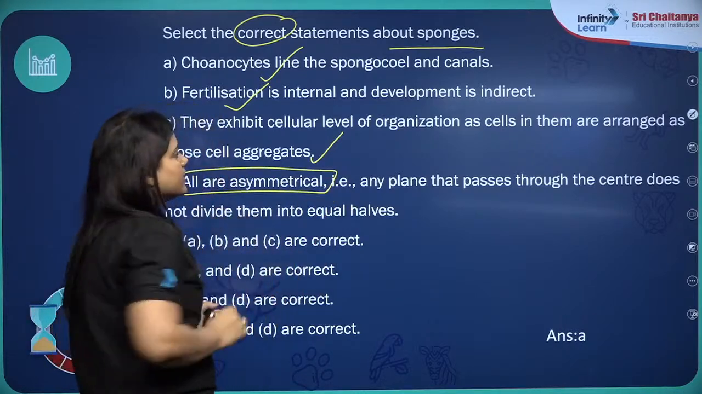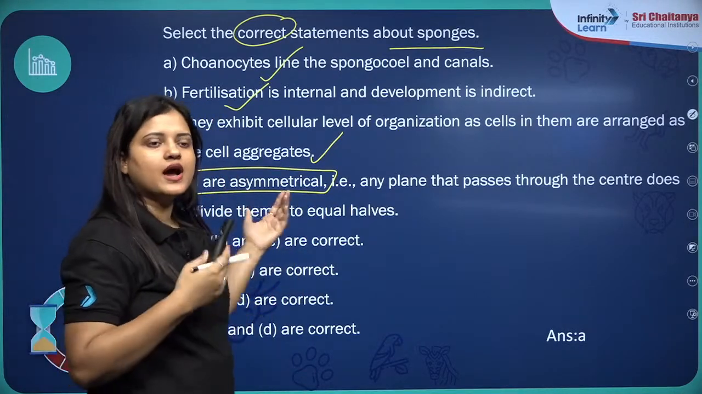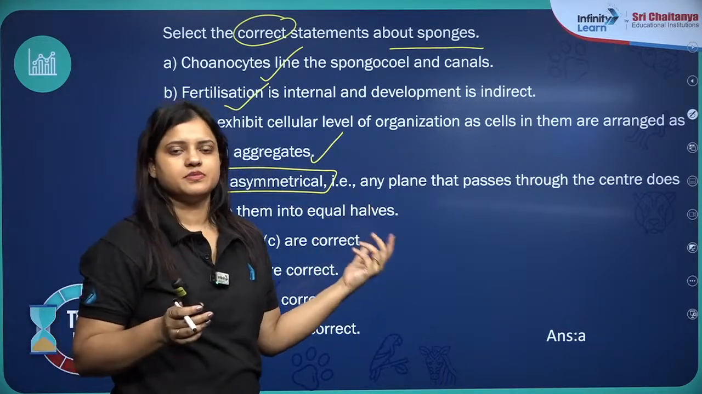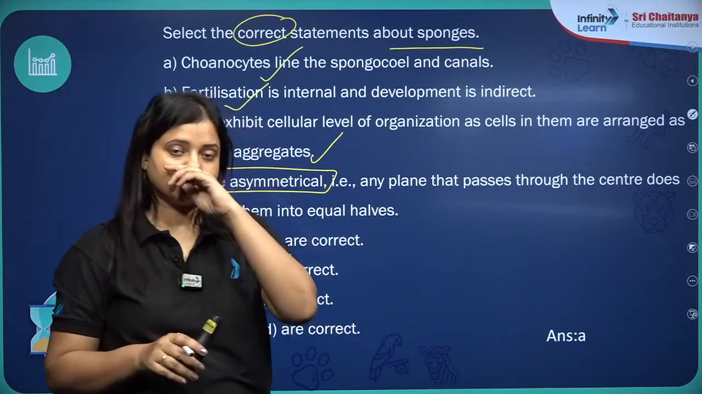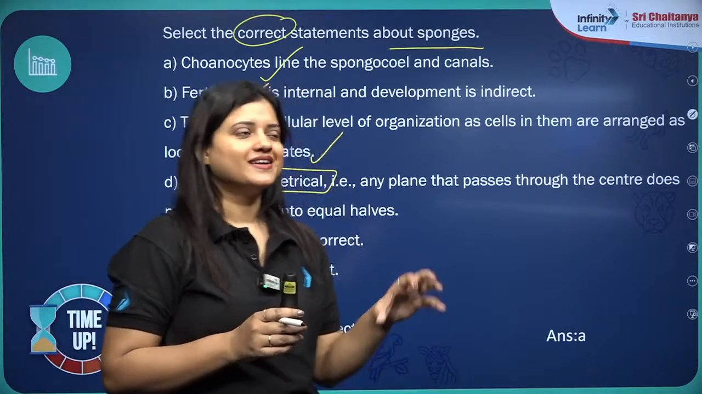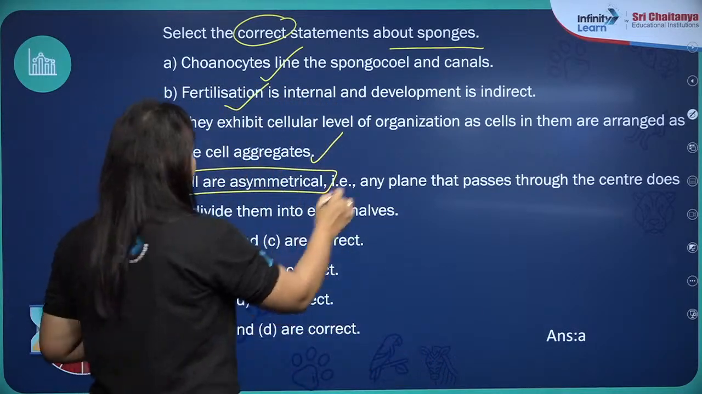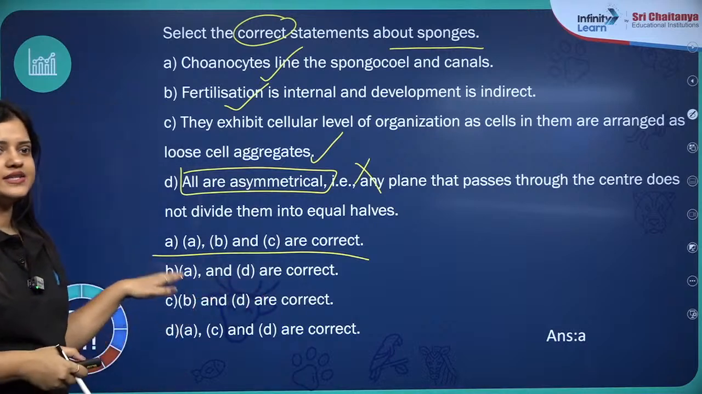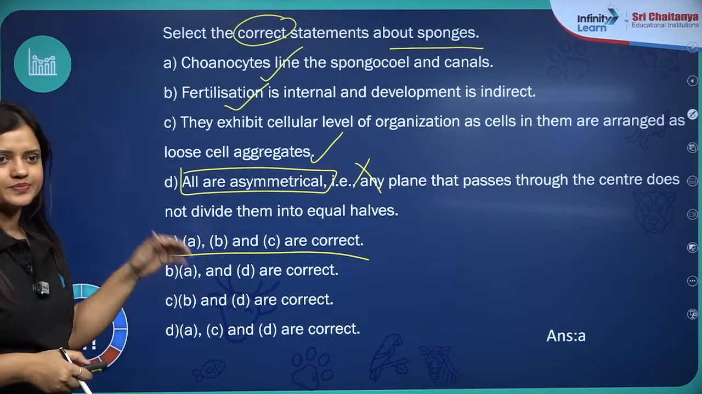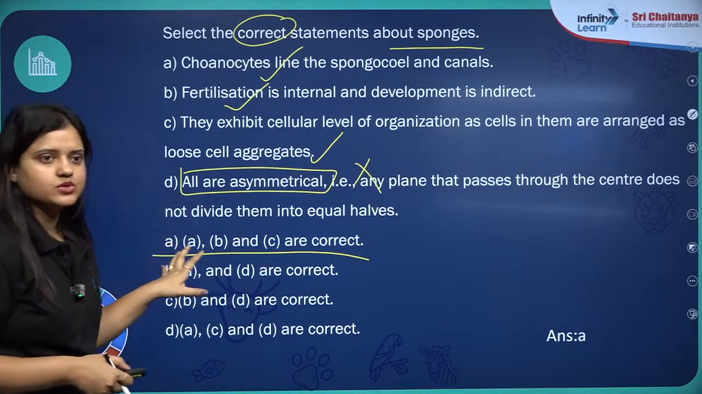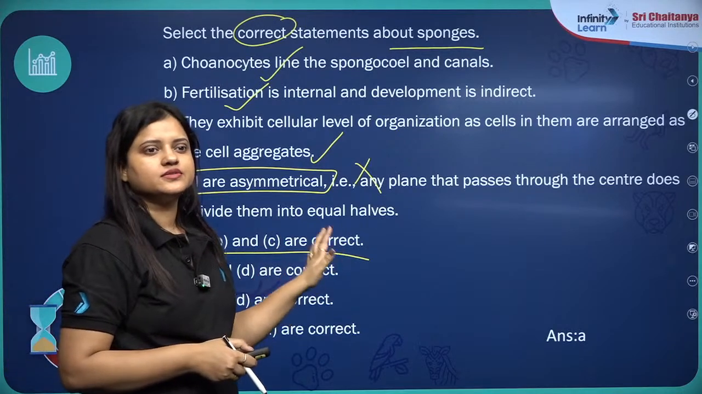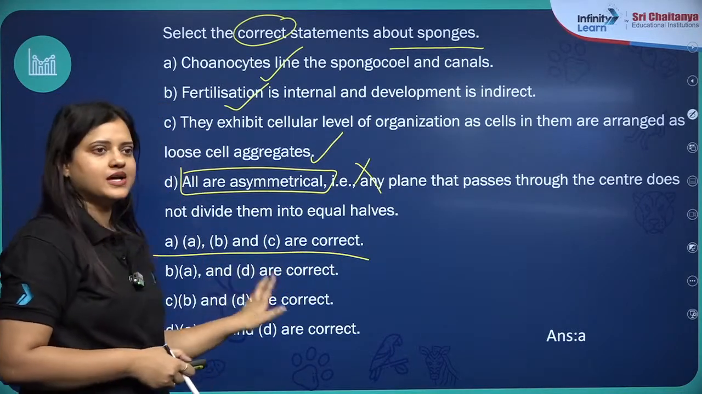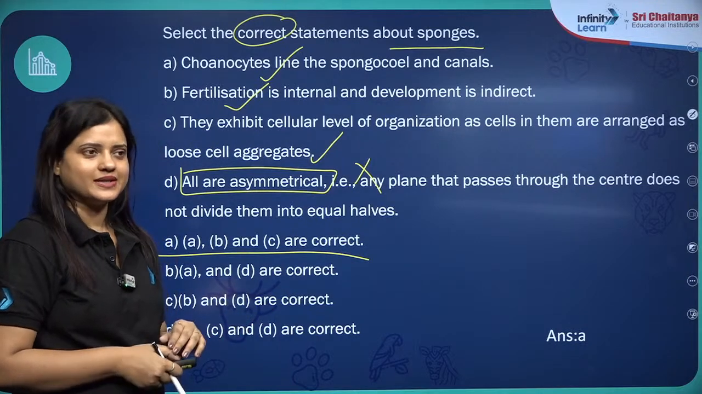This is wrong, because not all are asymmetrical, mostly they are asymmetrical. ज़्यादातर poriferas asymmetrical होते हैं, सारे नहीं होते हैं, कुछ radially symmetrical भी होते हैं. So this is wrong. So A, B, C will be correct and D will be incorrect. That's why the correct answer is A. Yes, absolutely. Sumant, Numan, Shreya, hello, hello. Now I hope the answer is clear. So it is A.